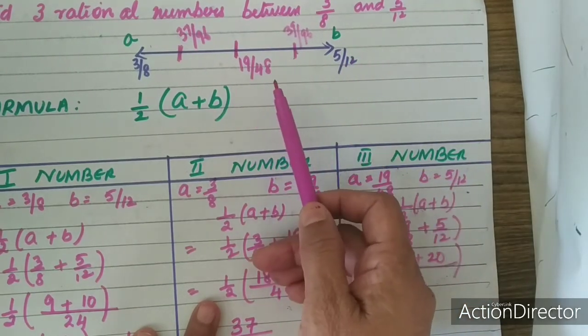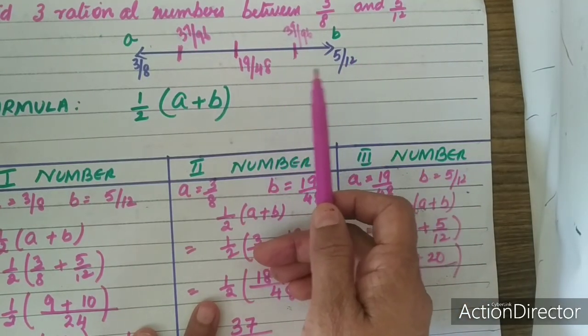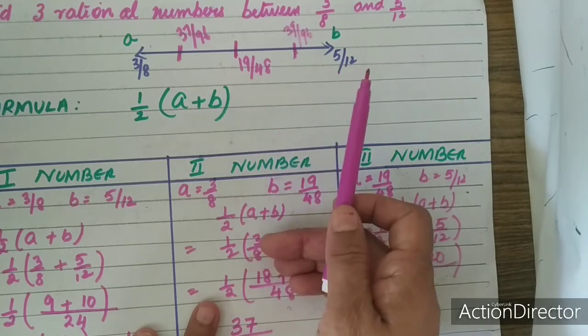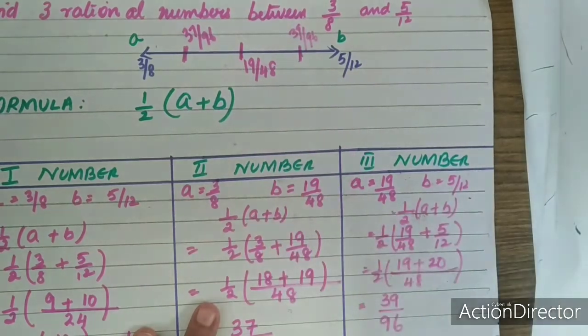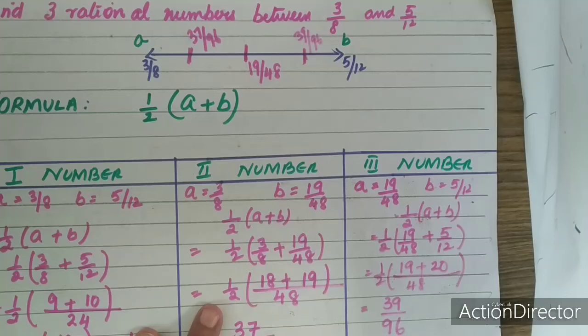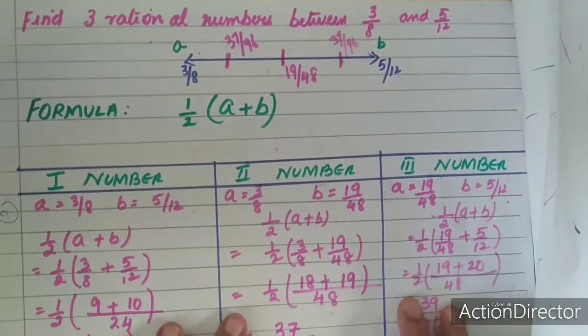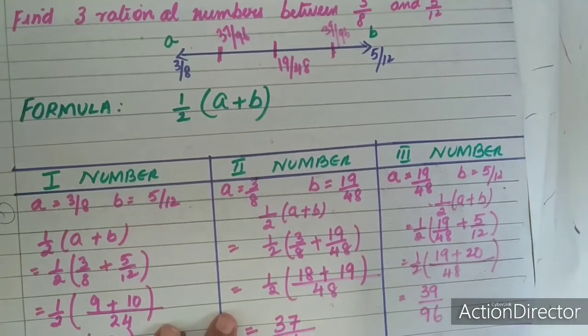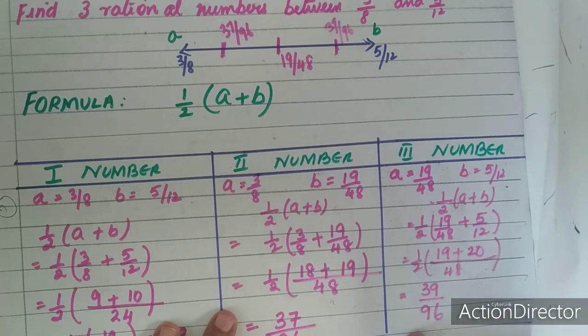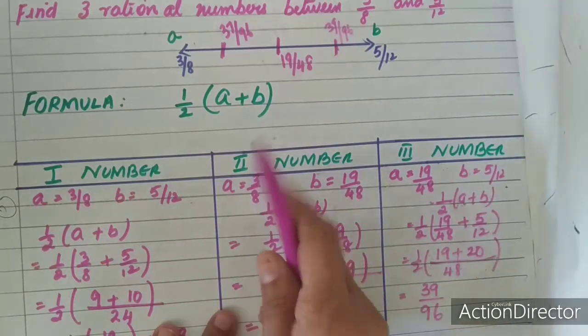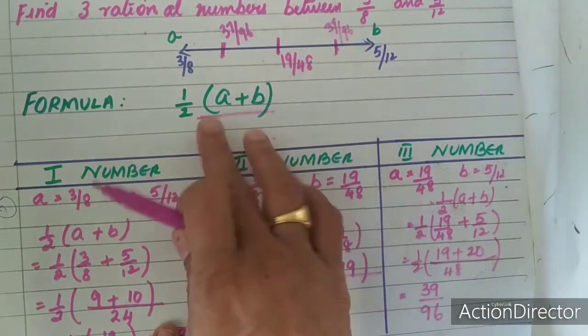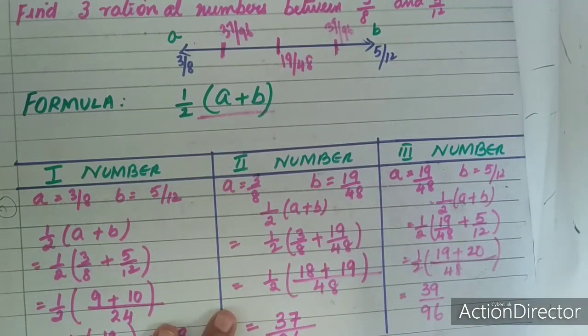Since this formula cannot be used for finding n number of rational numbers, we will go for some more different method to find the rational numbers between any two rational numbers. This method you call the mean method because we are adding these two numbers and dividing it by 2.